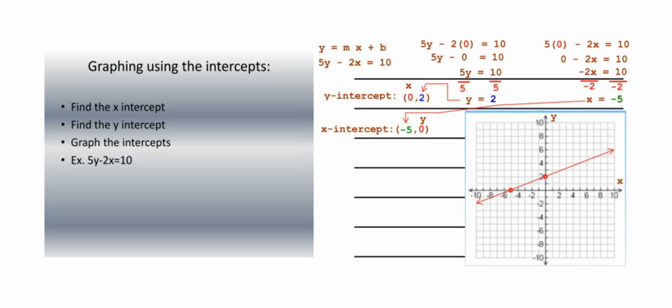And that graphs the equation 5y minus 2x equals 10. In this case, we didn't have to solve for y. We didn't have to make it look like y equals mx plus b format, in other words. So this technically covers our graphing for this particular example.